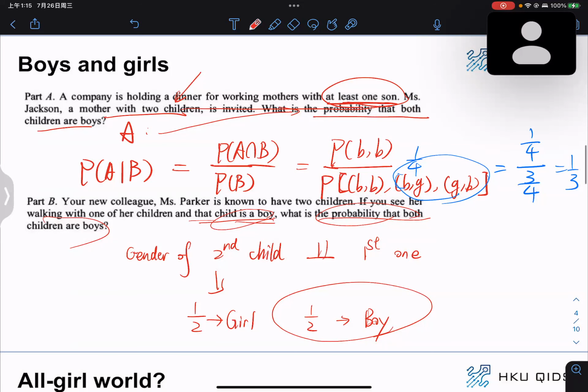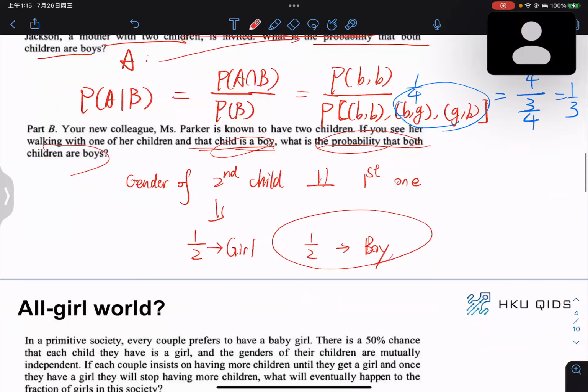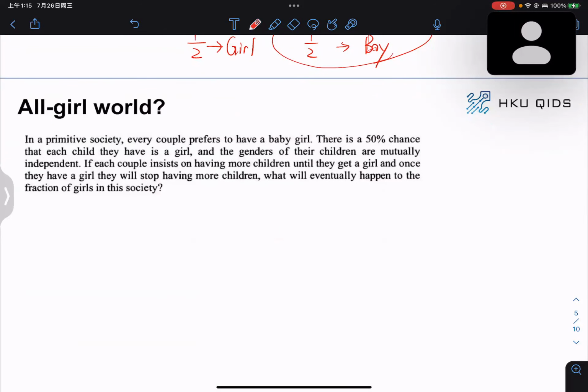It's ridiculous. And that links us to the second problem, the all-girl world. In a primitive society, every couple prefers to have a baby girl. Decades ago, or even recently in some remote areas, people prefer to have baby boys. There is a 50% chance that each child they have is a girl, and the genders of their children are mutually independent. Remember that, mutually independent. If each couple insists on having more children until they get a girl, and once they have a girl they stop having more children, what will eventually happen to the fraction of girls in the society?